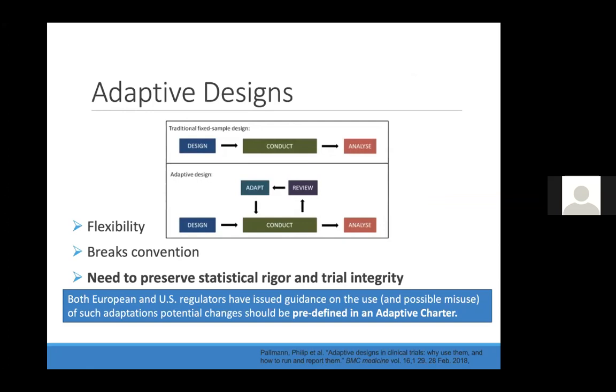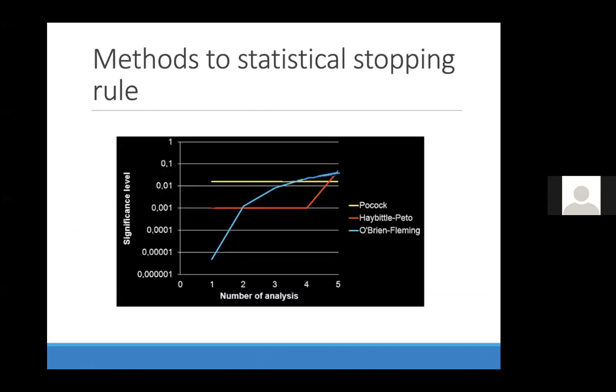Yeah. So which methods would you choose if you were to choose superiority? Would you choose the Haybittle-Peto method, which would be good for superiority trials? I just want to know how you would choose the method based on superiority, inferiority, or equivalence, or does that have nothing to do with this?